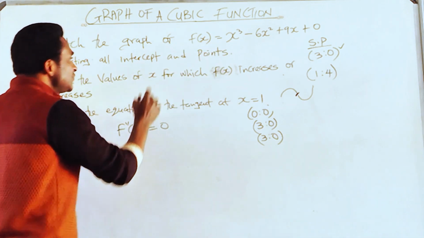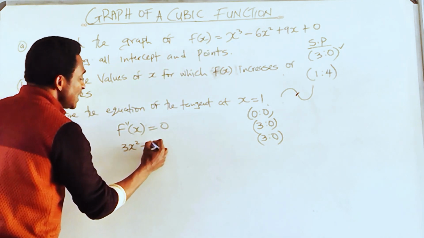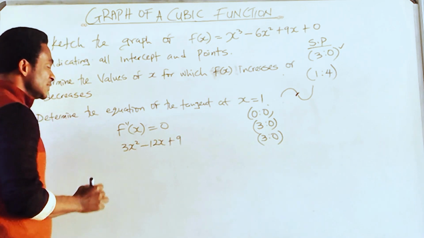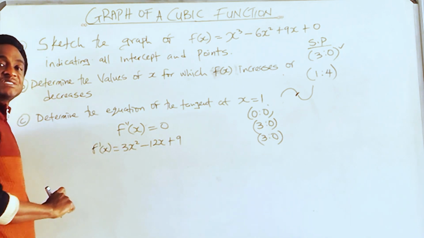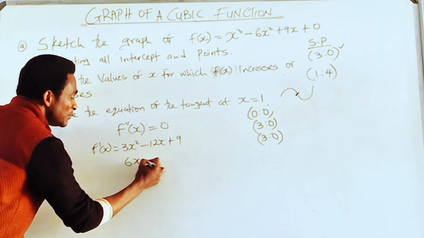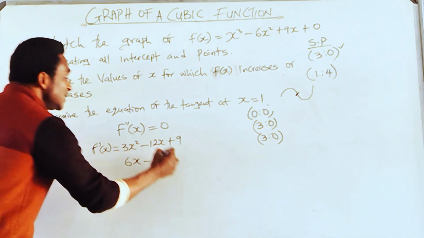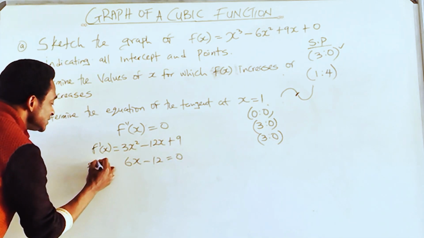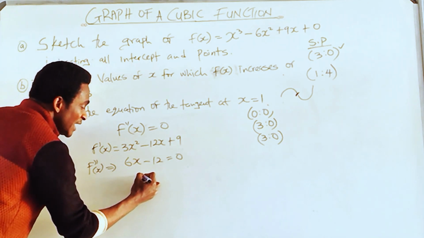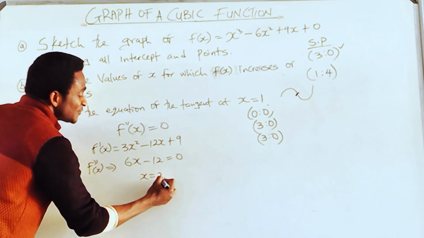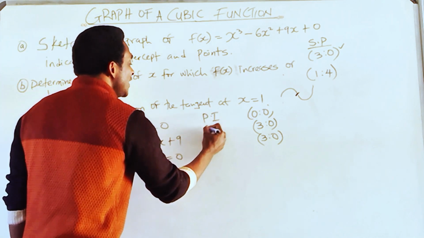So, this is the function. The first derivative gave us 3x squared minus 12x plus 9. For the second derivative, we differentiate again. We have 6x minus 12. The derivative of a constant is 0. So we equate the second derivative to 0. If we solve for x here, x will be equal to 2. So for our point of inflection, we have x as 2.